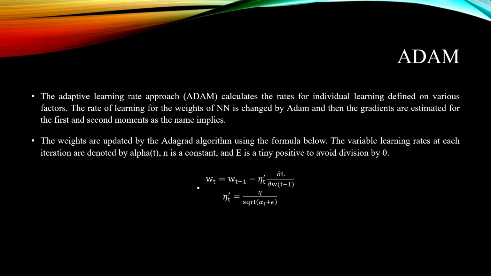And it is an adaptive learning rate method, and it is an Adagrad algorithm, and it uses the below formula, and it computes individual learning rates for different parameters, and its name is derived from adaptive moment estimation. And that is why it is, because ADAM will use the estimation for the first and second moments to gradient to adapt the learning rate for the weight of the neural network.